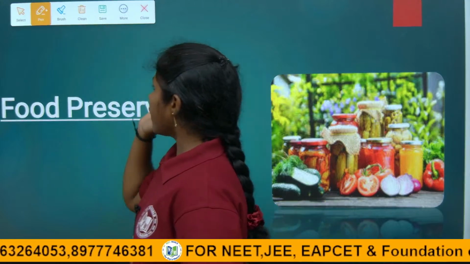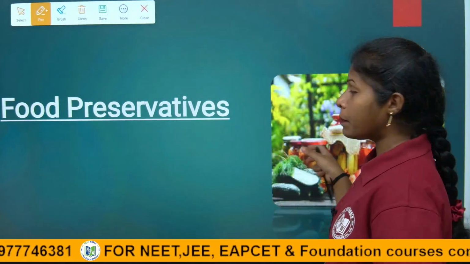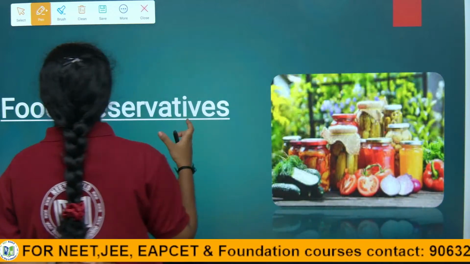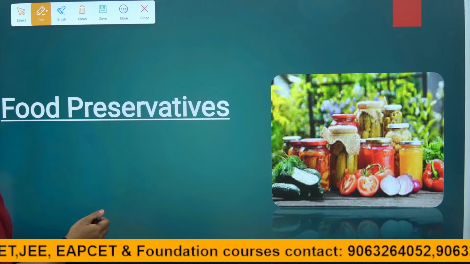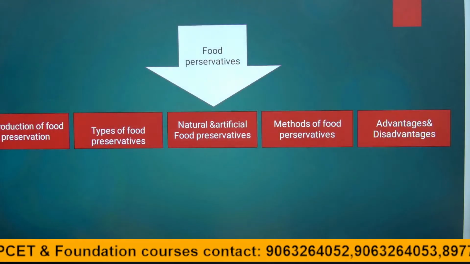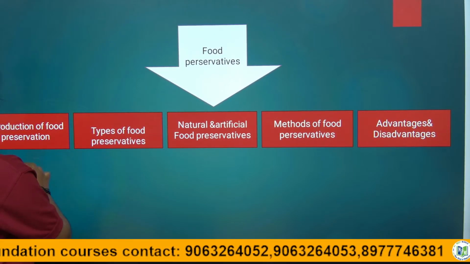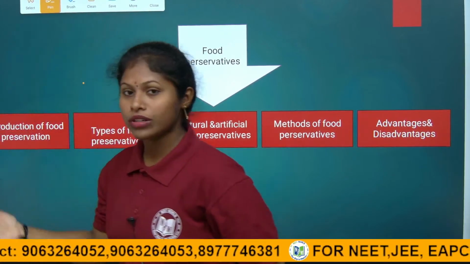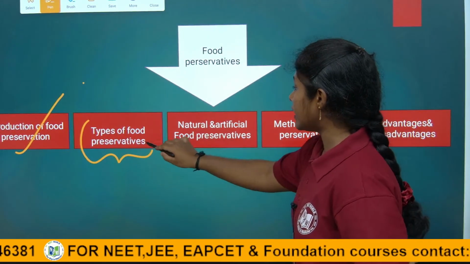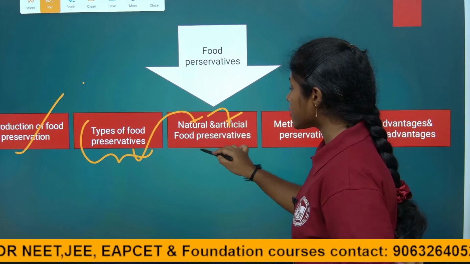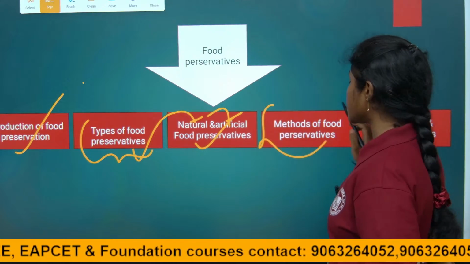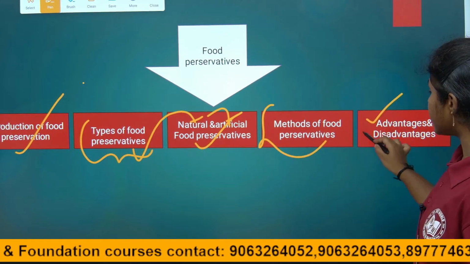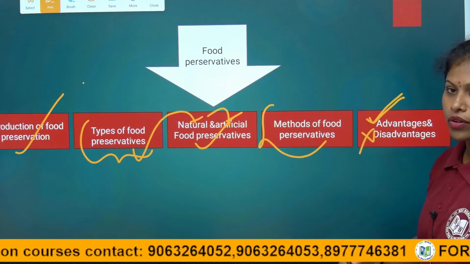So thereby the food preservation methods came into the picture. These are methods by which food can be stored for a long time. Here in food preservation, we are going to discuss the introduction of food preservation and the types of preservation. We will discuss what food preservation is, and the types: natural and artificial food preservation, what methods we use, and at last the advantages and disadvantages in this class.